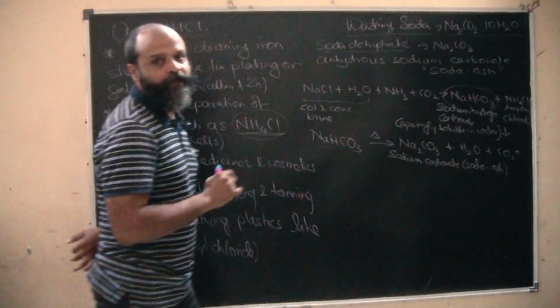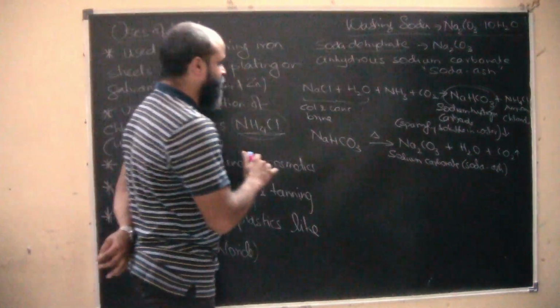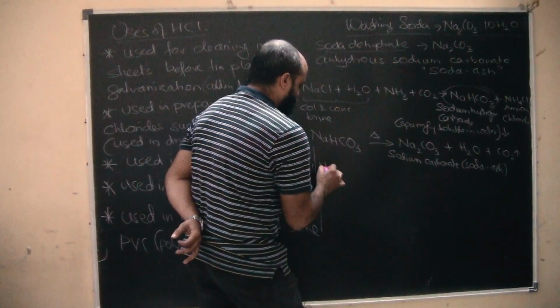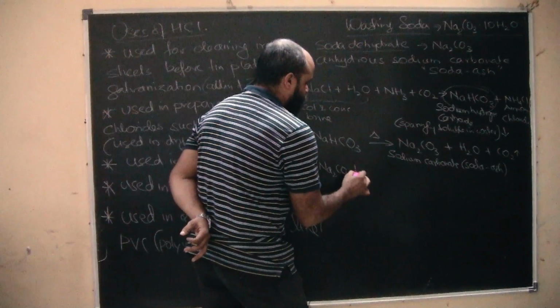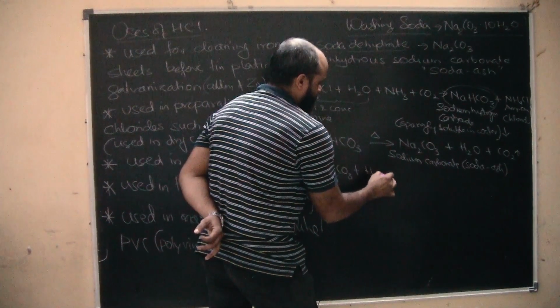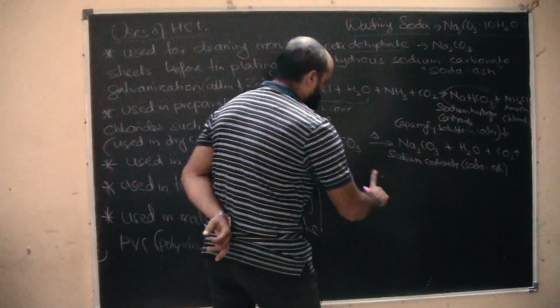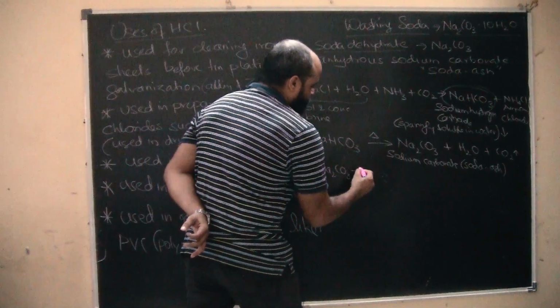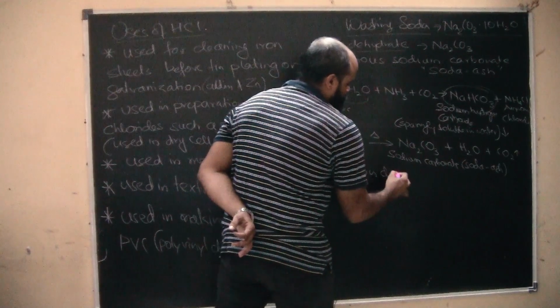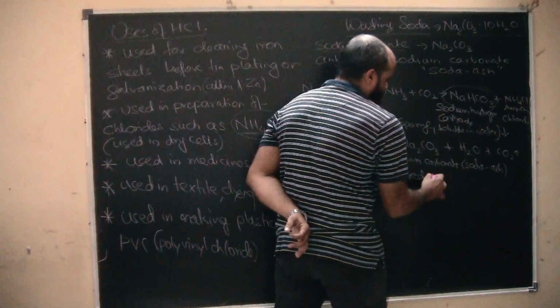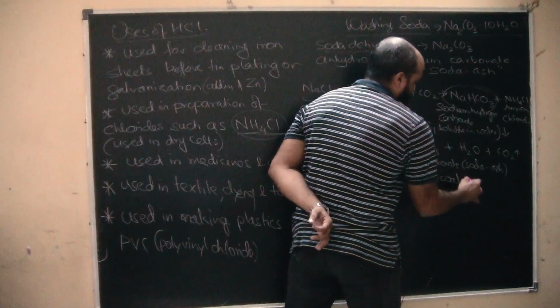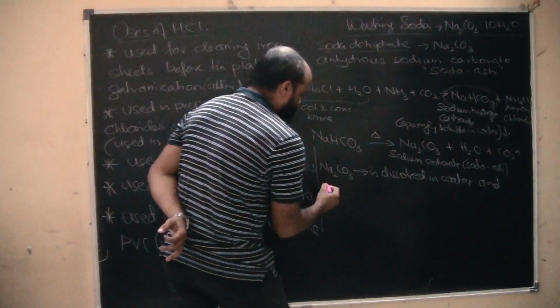Now this sodium carbonate, Na2CO3, is dissolved in water, and then it is recrystallized. Basically, sodium carbonate or soda ash is dissolved in water and recrystallized.